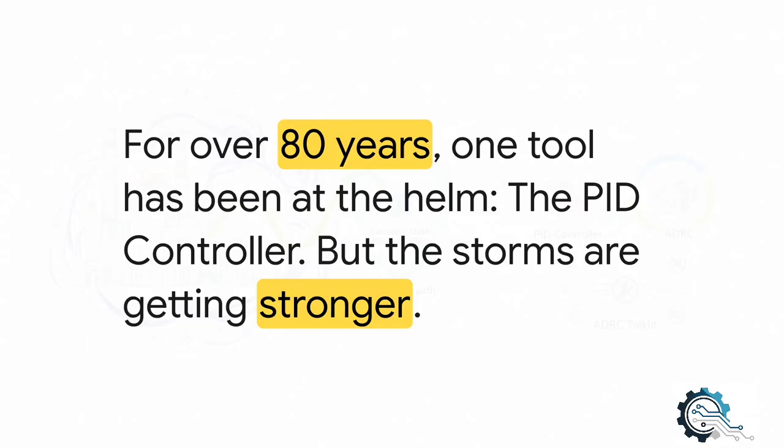Now, for the better part of a century, the go-to tool for this job has been the PID controller. It's the trusty old workhorse of the control world, simple and effective. But here's the thing, the game has changed. With renewable energy coming online, our power grid is way less stable. And we're asking these old thermal plants to do things they were never designed for. And these new, modern storms are pushing this 80-year-old technology to its absolute breaking point.